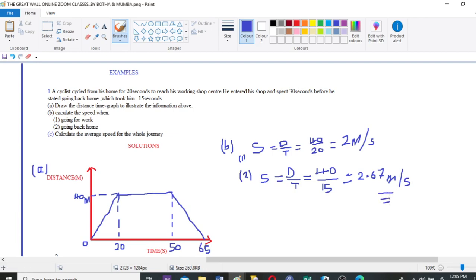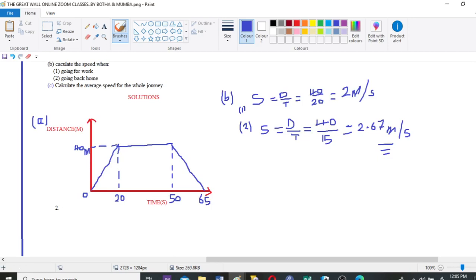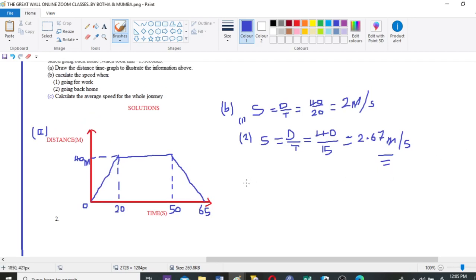Okay, now the C question, we can solve our C. There we have: calculate the average speed for the whole journey. So we're looking at the average speed for the whole journey. We'll still use the same formula. So the average speed is equal to the distance over the time. The distance is 40 meters.